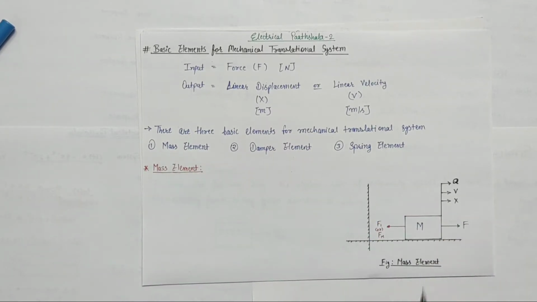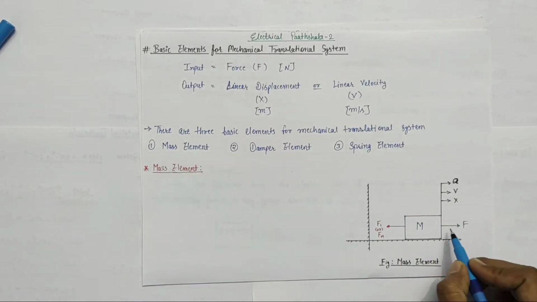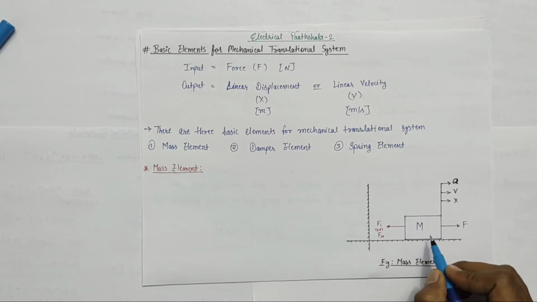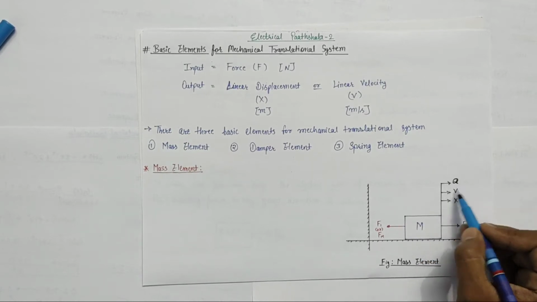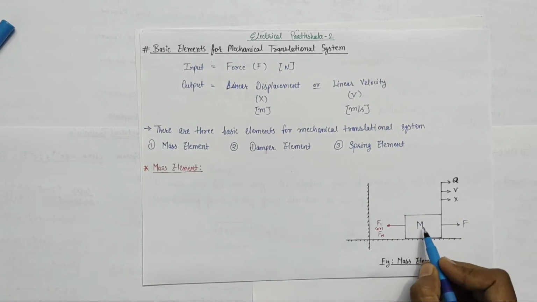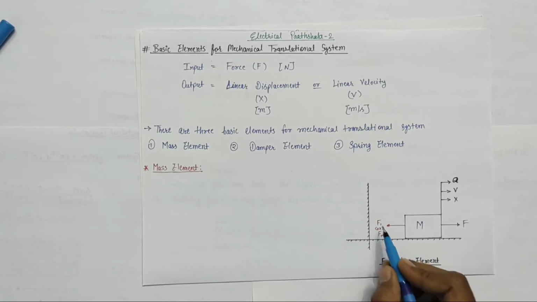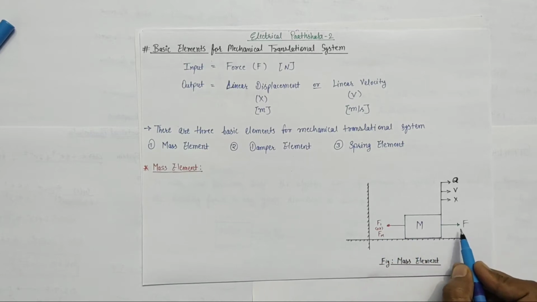So here in this figure you can see the mass element. What happens when an external force is applied on a body having mass m, then it produces acceleration a. Now due to the mass of this body, there will be a resisting force F1 or Fm which will act in the opposite direction of the externally applied force.